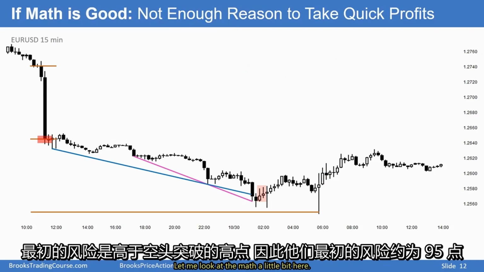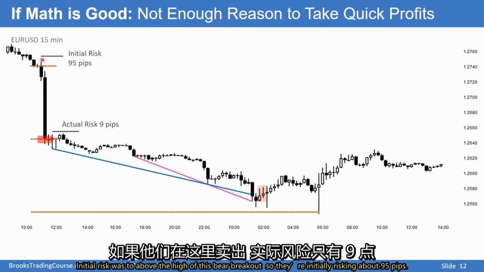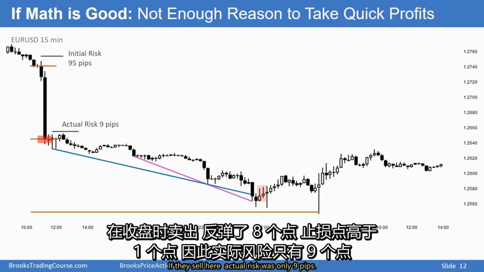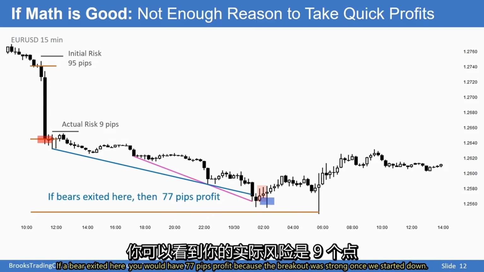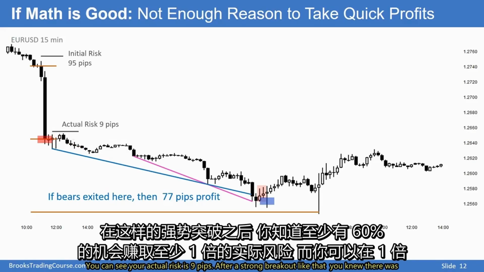Let me look at the math a little bit here. Initial risk was to above the high of this bear breakout. So they're initially risking about 95 pips if they sell here. Actual risk was only 9 pips. You sell this close, it rallied 8 pips. You stop 1 pip above, so your actual risk is only 9 pips. If a bear exited here, he would have 77 pips profit. Because the breakout was strong, once we started down, you can see your actual risk is 9 pips.